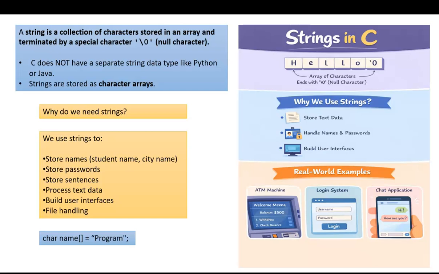So this is a simple example of how to declare and initialize a string in C. Right. char name, the size is not mentioned for the array, equal to "program", written inside double quotes. So program is the string here which is initialized inside double quotes.